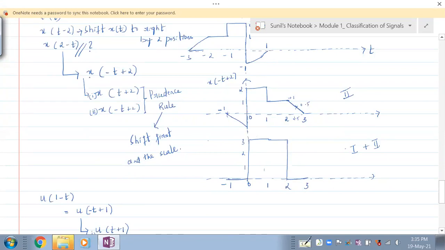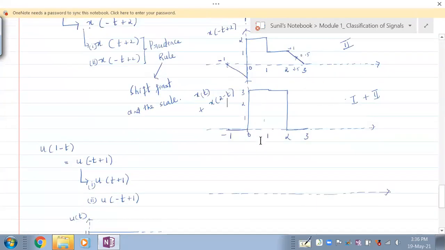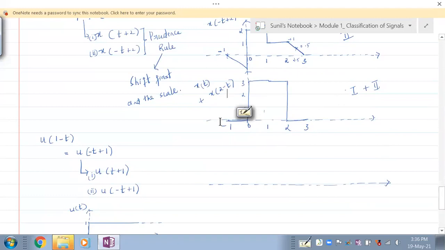So this is how the signal is going to look. Which signal? x of t plus x of 2 minus t. This is how the signal is going to look. It is not over yet. We need to multiply u of 1 minus t to this. So this signal is anyways there, so let's bring in u of minus t plus 1 for us.